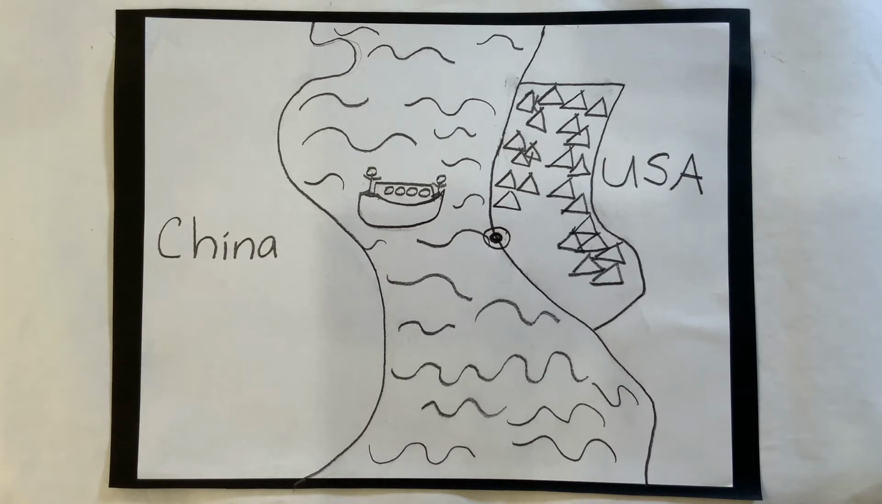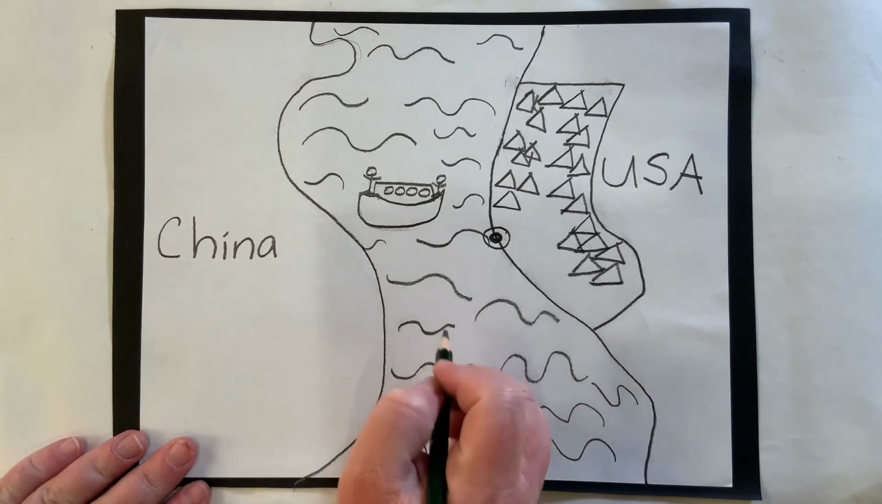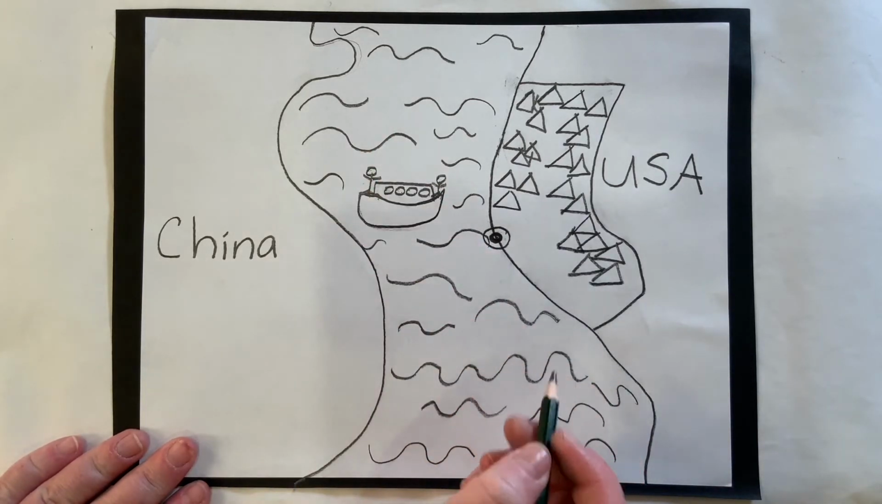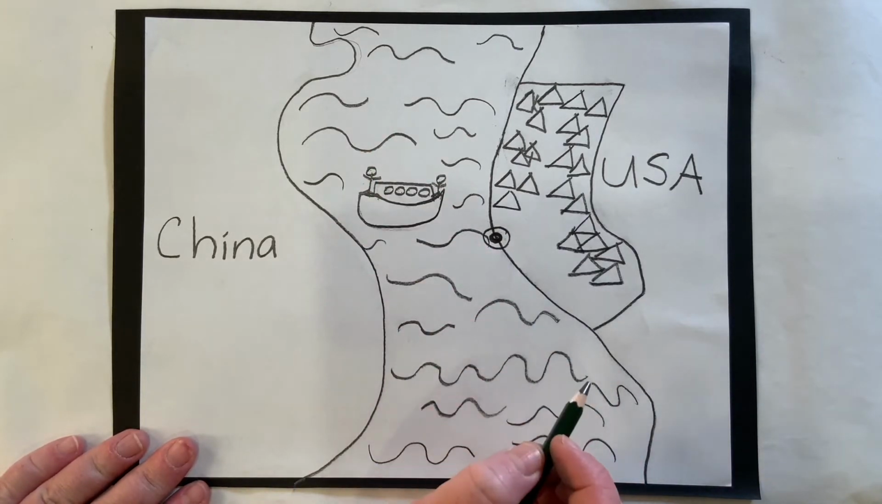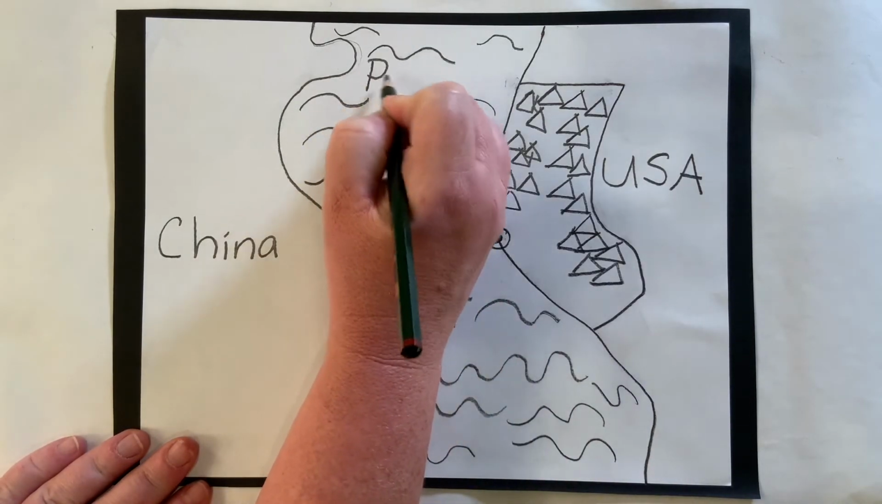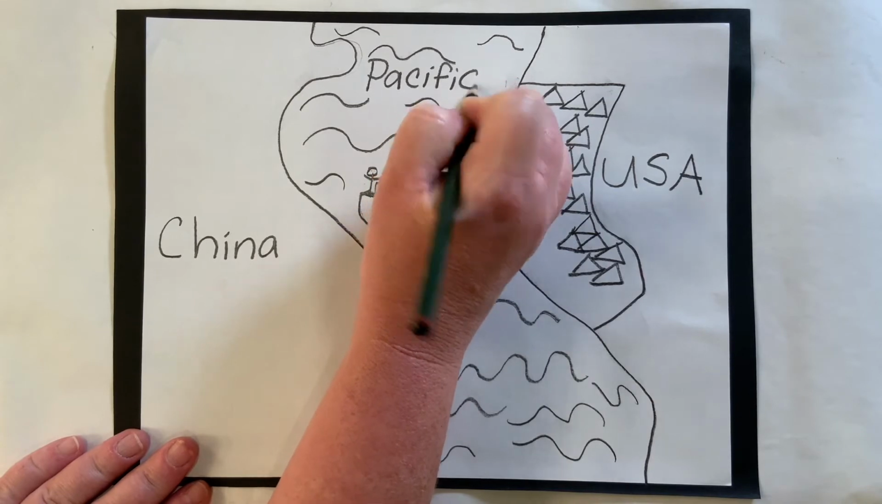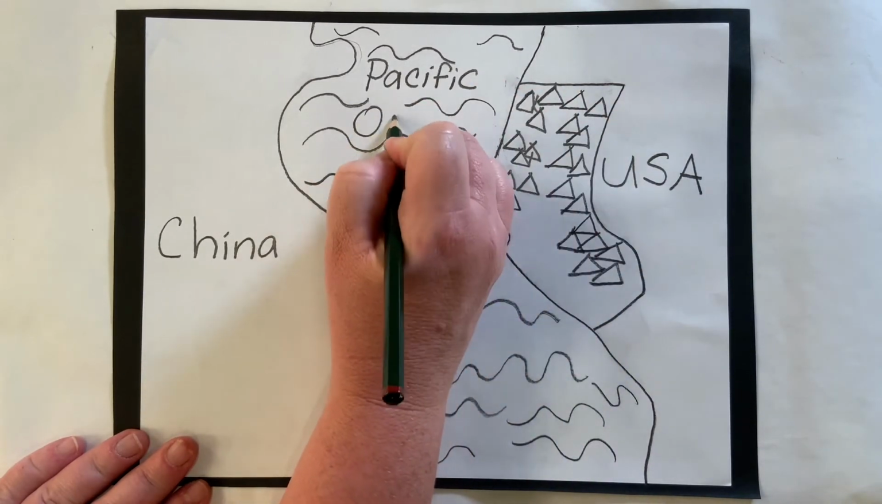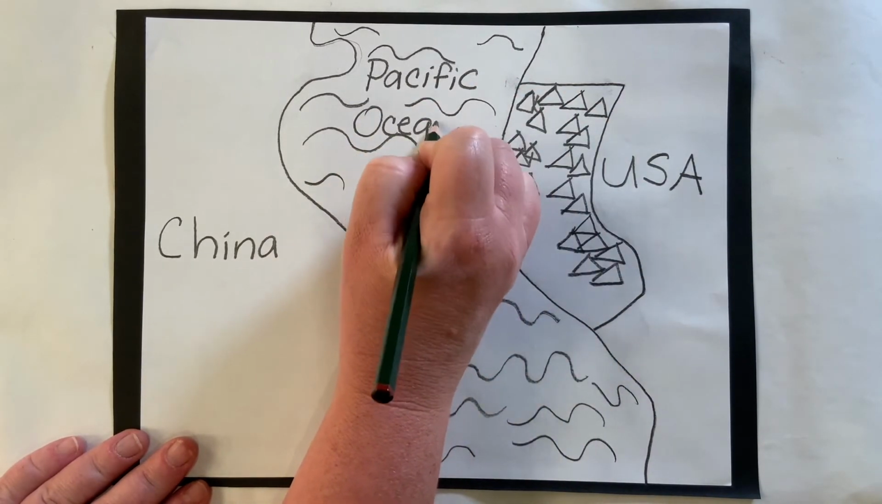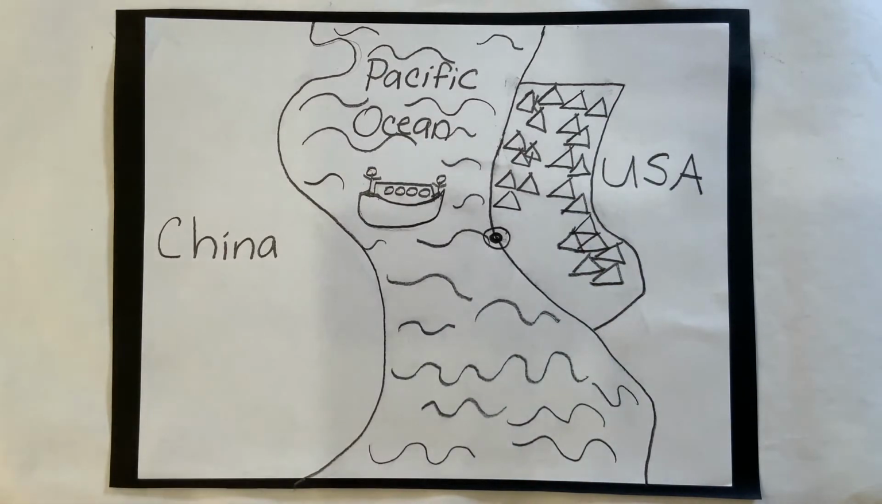Now let's go ahead and label the Pacific Ocean. And you can write it anywhere, really. I have some room right here on top. And you're just going to copy off of me. And one thing I like to do is trace all of my words in black. So we're going to be doing that together.